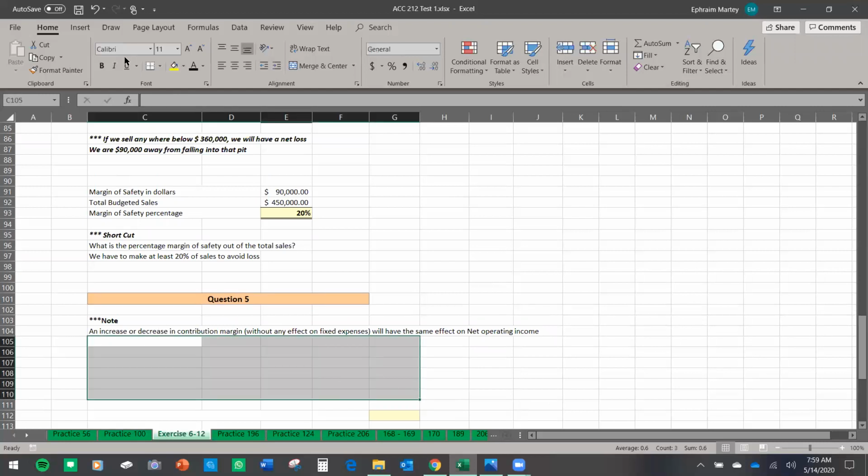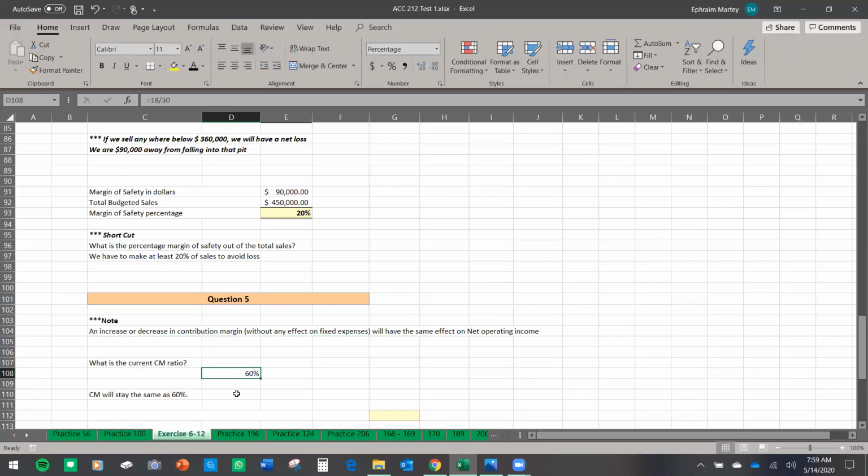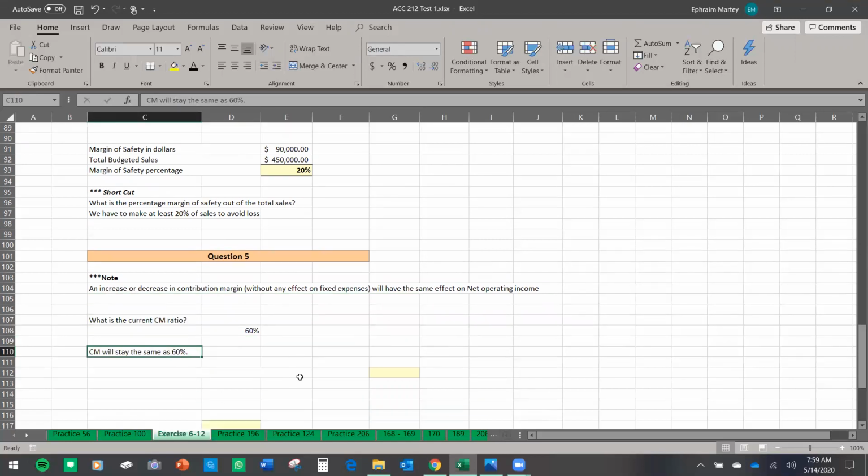So let's go ahead and compare this. You ask yourself, what is the contribution margin? It's the same as 60%. So CM will stay the same.